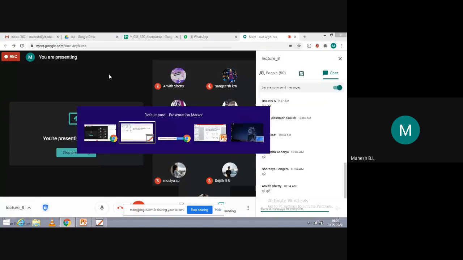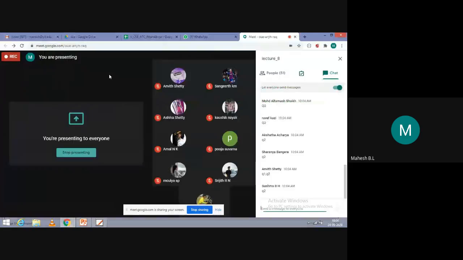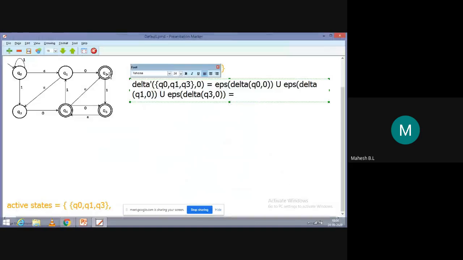Tell me, q1 on 0. Why is it q1, q2? It is just q2. So you are in state q1, on 0 you make a transition to q2, so you are in q2. Then what else do you have? Epsilon of delta of q1 comma 0. Delta of q1 comma 0 is q2.